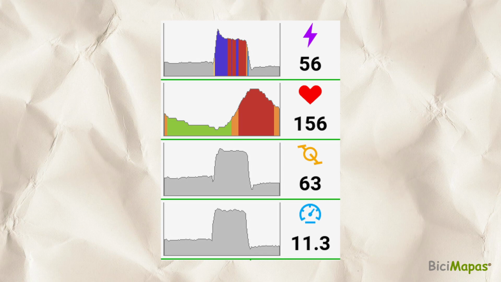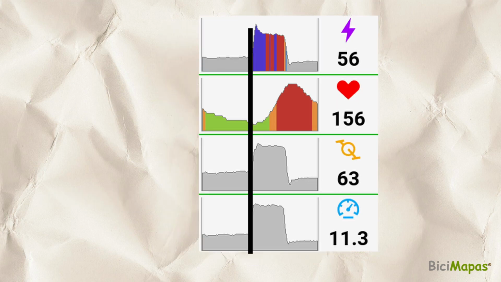This is a capture of the Garmin Edge 1040 screen showing this effect on a short intense effort in a training session. The top graphic shows power over time. The second one is heart rate over time. Next are the cadence and speed graphs.